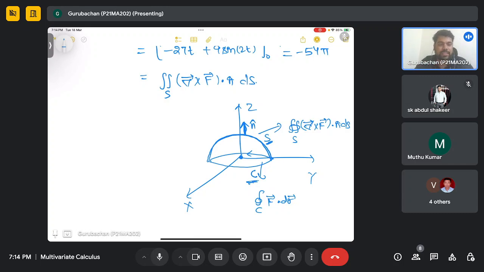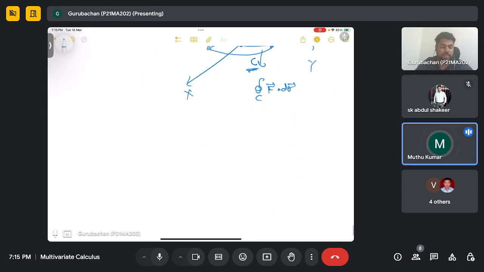In the Gauss divergence theorem, it is not the case. It is a different case. We have a closed and bounded region, so we take all the surfaces. Here, we have considered only the surface cut by the plane.